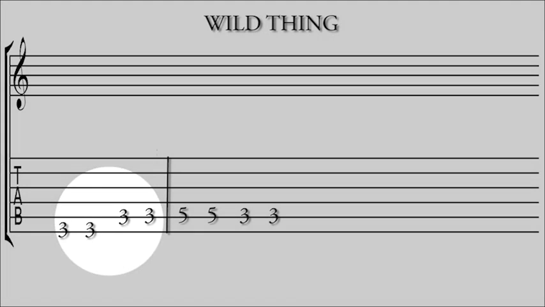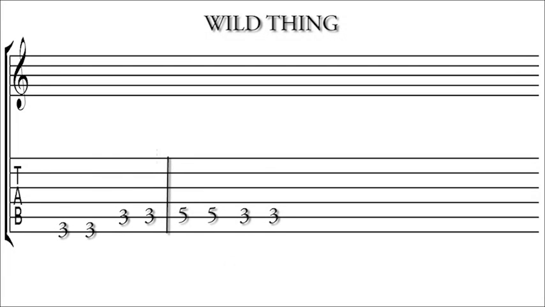Some people get confused. So on Wild Thing here, we have a 3, so you play the 3rd fret on the low E string. You play it once, then you play it again. Then you would jump up here to the A string, play the 3rd fret twice. Then you come over here and you play the 5th fret on the A string twice. And then back to the 3rd fret on the A string twice.